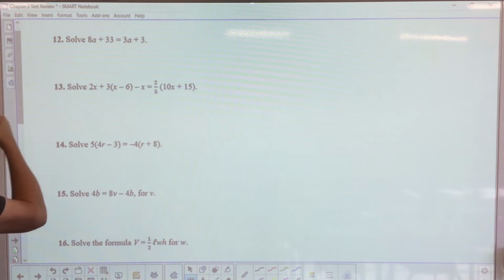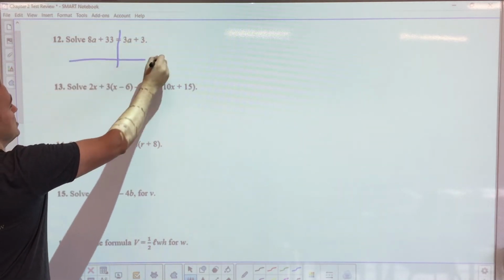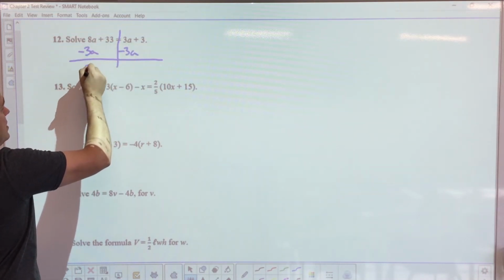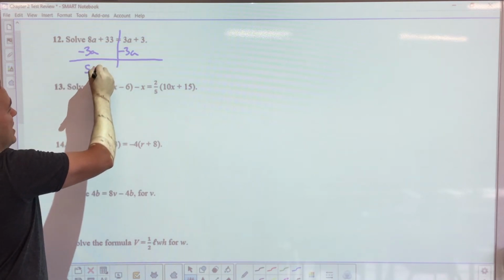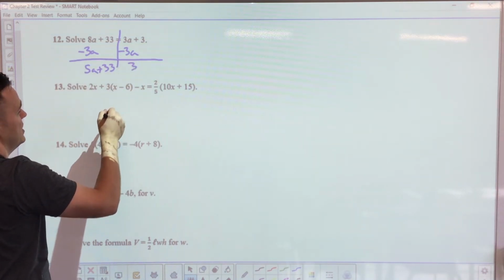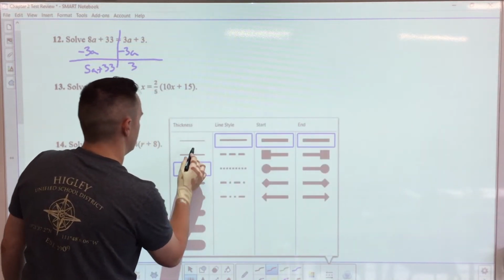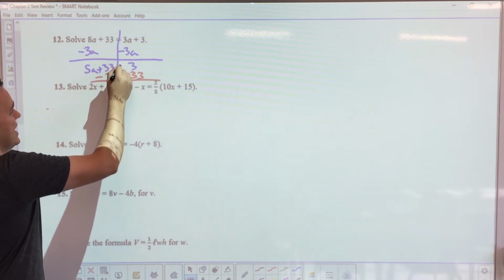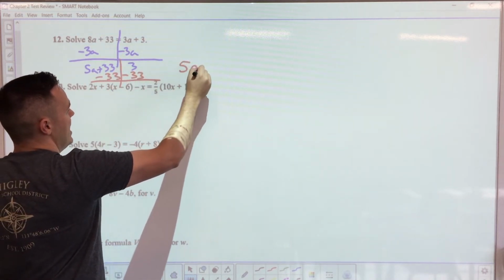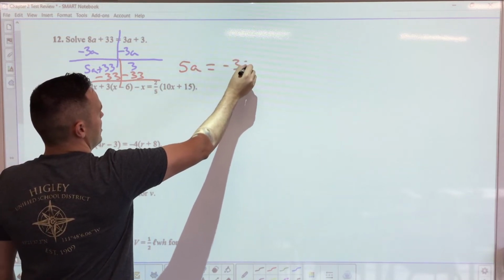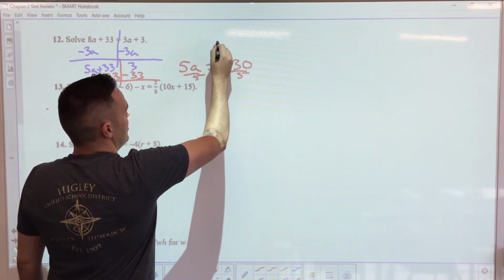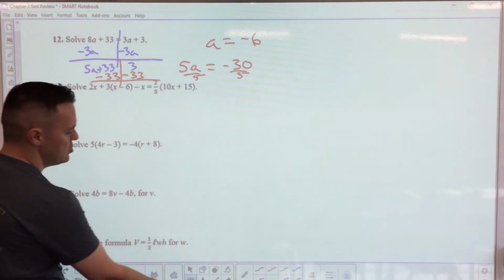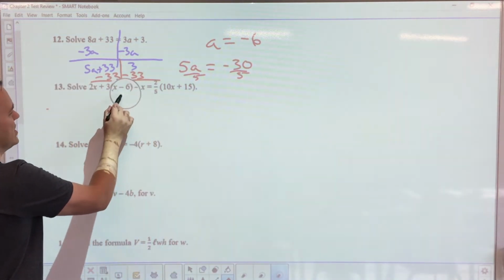Solve this equation. All right, so remember we have variables on both sides. So let's move this variable to the left so we don't have a negative exponent. Move the variables first if you can. So it's 5a plus 33, and then it's a 3 on this side. Then we are going to subtract 33. You subtract 33 from both sides. All right, you are going to get 5a equals negative 30. Divide by 5. A equals negative 6. Hopefully you guys all see how I did that. If I'm going too fast, pause the video, rewind it, and watch it again.